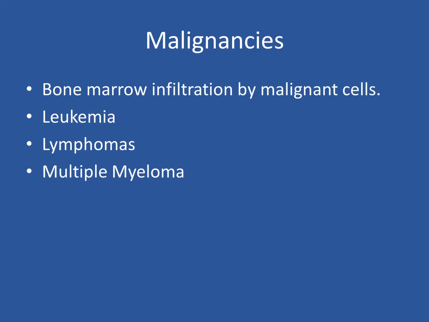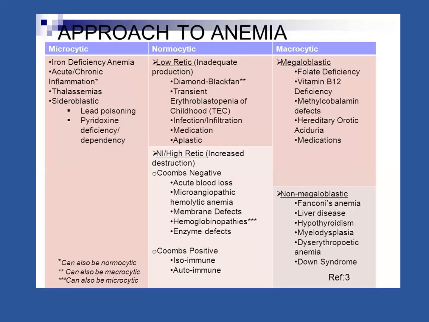Bone marrow malignancies, bone marrow infiltration by malignant cells. So if leukemia, lymphomas, or multiple myeloma happens as an extra malignancy, definitely there's going to be bone marrow infiltration. So the normal cells are going to be pushed away. So again, you'll be finding pancytopenia or low hemoglobin. Whatever cell line is affected, hemoglobin is going to be low.